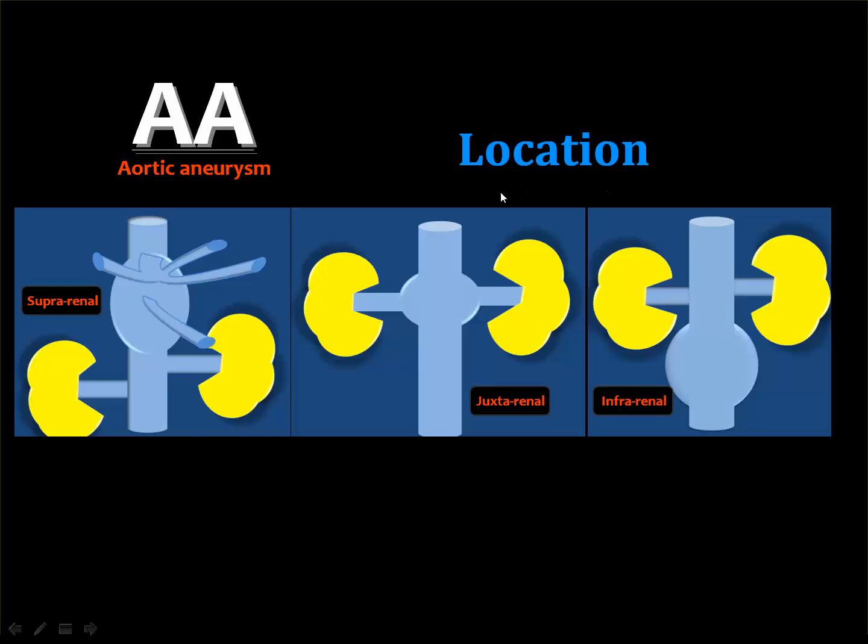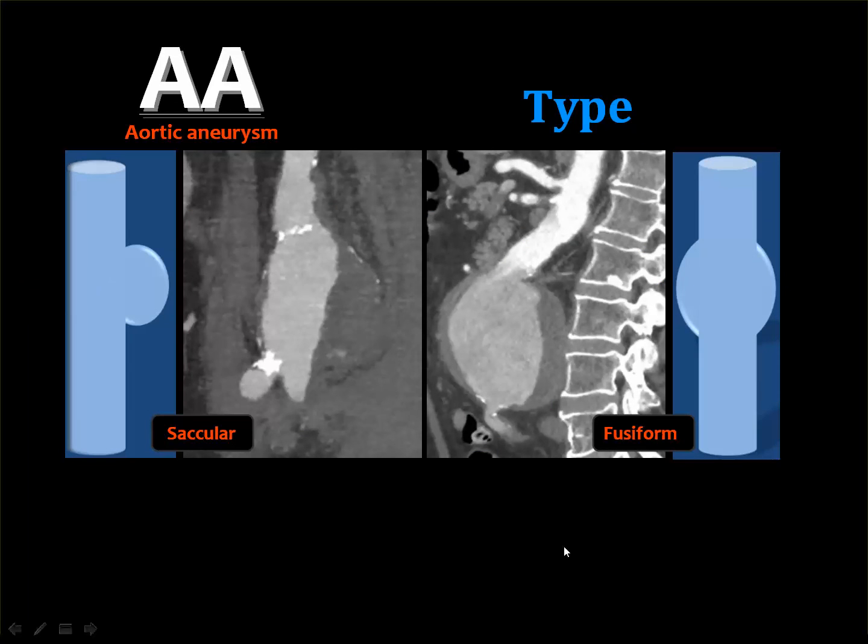Number one, the location. The aneurysm may occur above the renal arteries, this is suprarenal. At the level of the renal arteries, this is juxtarenal, or more commonly below the level of the renal arteries, and this is infrarenal. Then the type. The aneurysm is considered saccular if it projects from one wall of the aorta, fusiform if it involves both walls of the aorta.